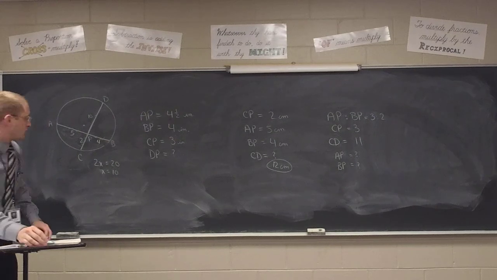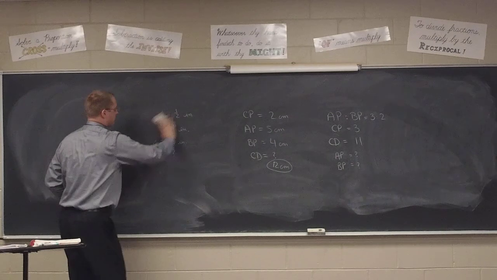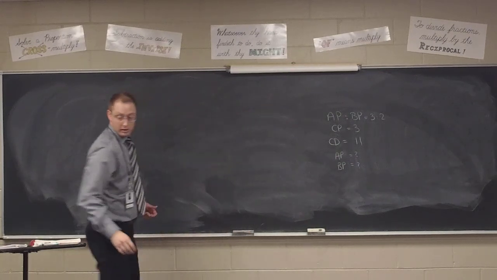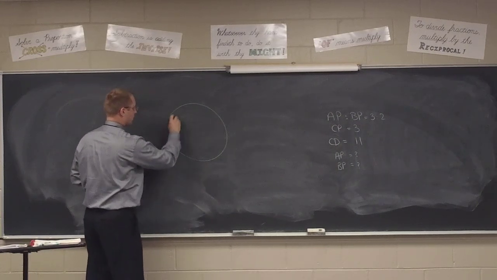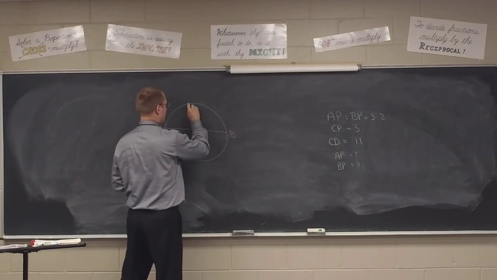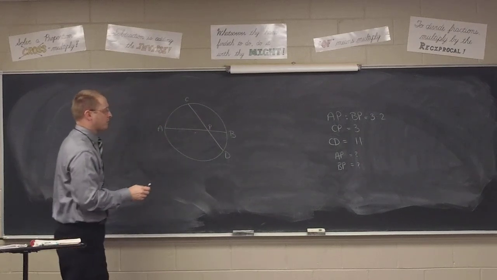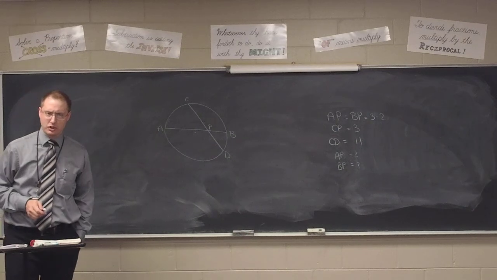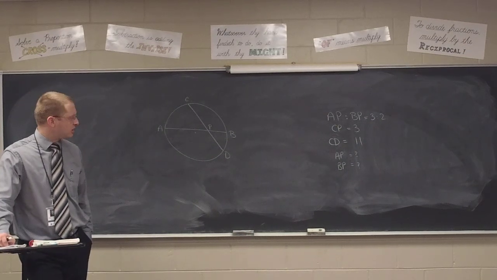I'm going to go and redraw the picture. At your seats. Label the pieces and parts on your picture. And if you need to redraw as I do, that's fine. So we had a chord AB. We had a chord CD. Intersected P. AP is to BP as 3 is to 2. Quentin, thoughts?